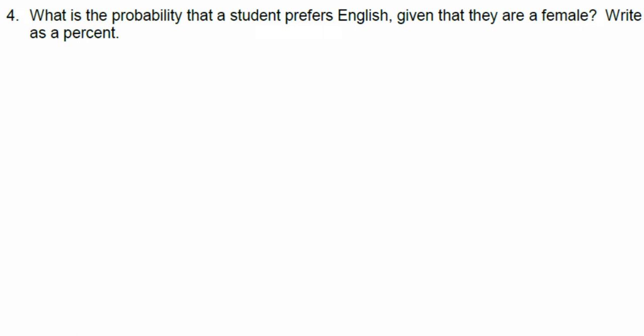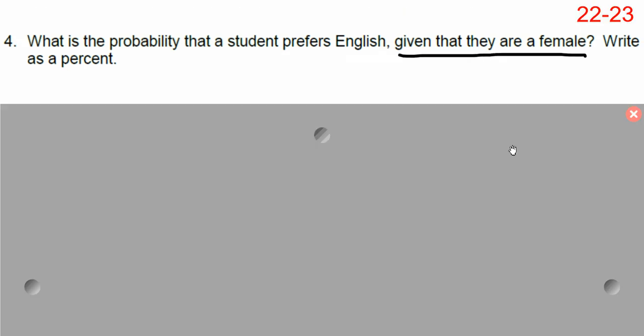We are being told here that we're only working with the females for the survey. So this changes things a little bit. Given that you have a female, we have to look at how many females were surveyed, which ended up being 10. And of those 10, how many preferred English? That ended up being 8.